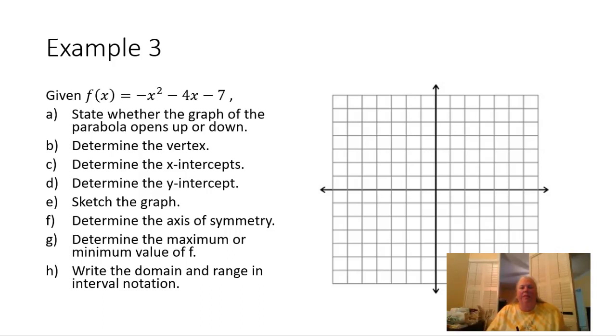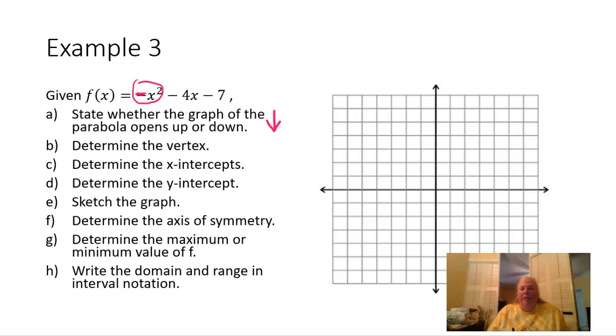Example 3. Given the function f of x is equal to -x squared minus 4x minus 7, part A, state whether the graph of the parabola opens up or down. In order to figure that out, we're going to look at our x squared term, our leading term right here. Since it's negative, that tells me that this one is actually going to open in a down direction. If it were positive, then we would know that this one would open up.